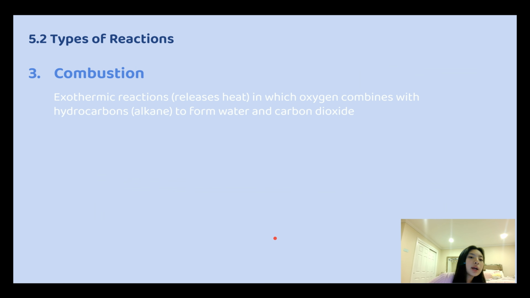Okay, the next type of reaction is the combustion reaction. So pay attention to this. A combustion reaction is an exothermic reaction, which means it releases heat. What happens is oxygen is combined with a hydrocarbon, which is an alkane. Remember methane, ethane, butane, just remember your alkanes, right? And it forms heat as well as water and carbon dioxide.